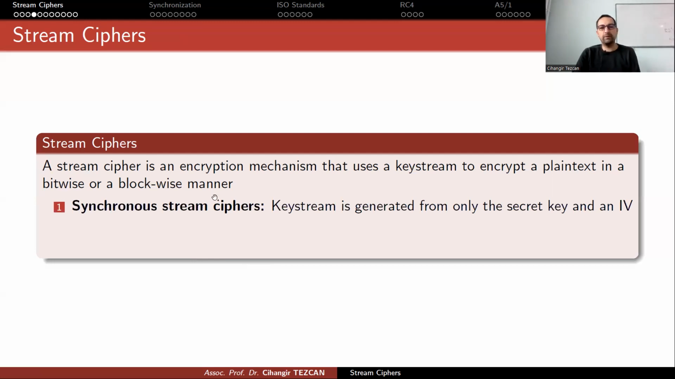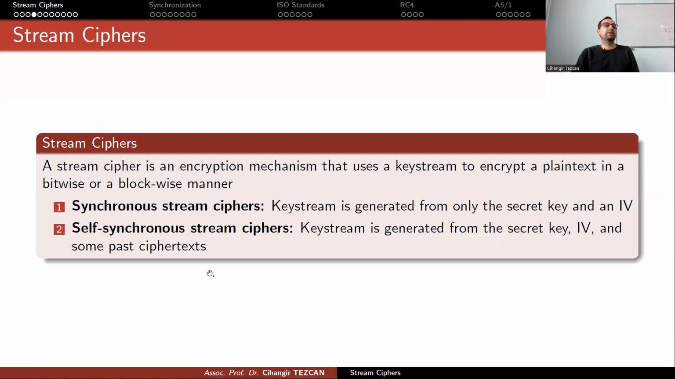Okay, so we can divide stream ciphers into two parts. Synchronous stream ciphers: the key stream is generated from only the secret key and the initialization vector. Okay, so the person you want to communicate with also has to be synced with you. So if the synchronization is lost, you lose the communication.